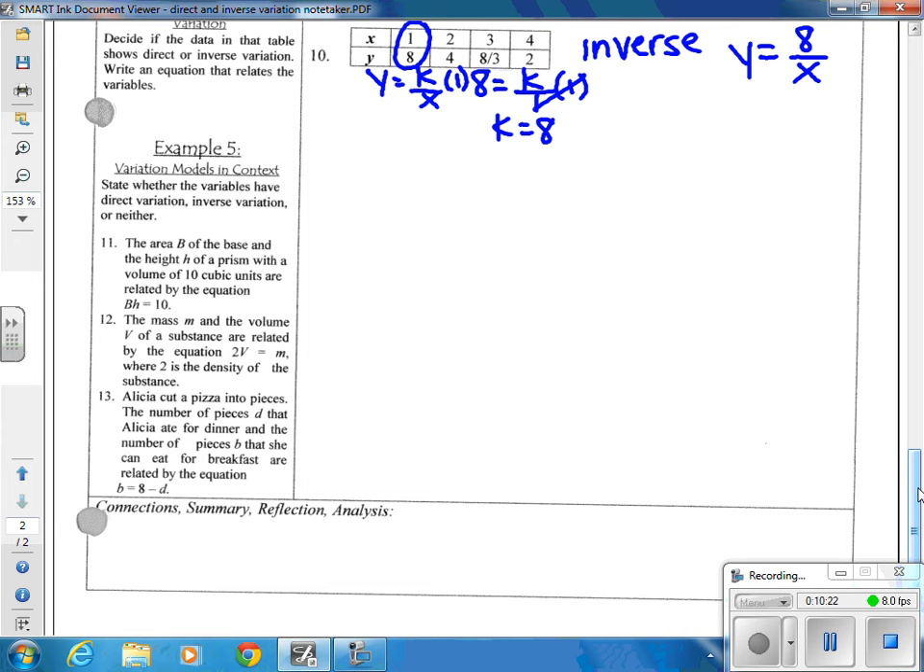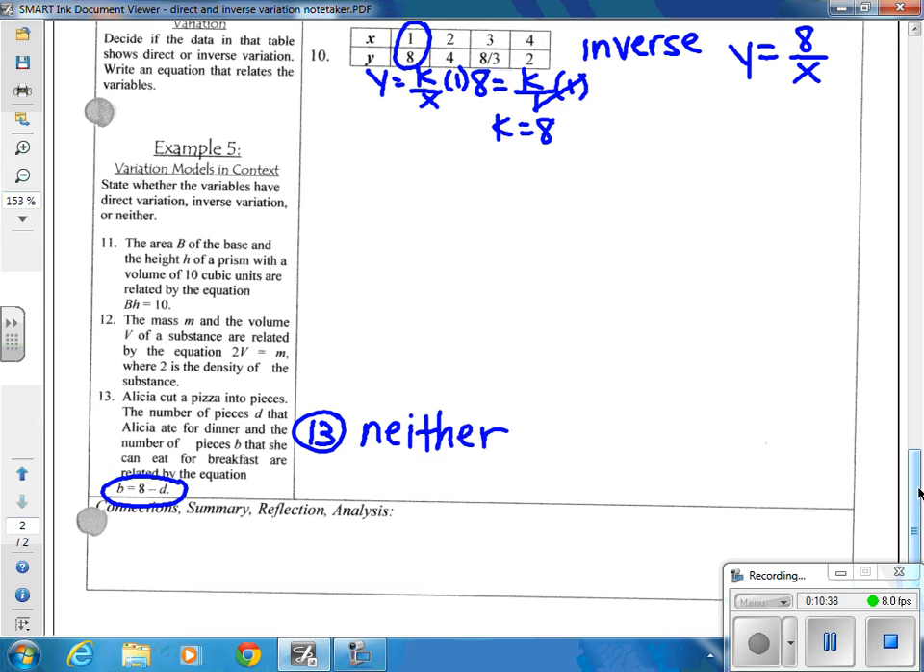If you read through the whole situation, they get to the equation B equals 8 minus D. In both direct and inverse variations, there's no subtraction. So that's a dead giveaway for number 13, that this is obviously neither one of them. So we can get that one out of the way.